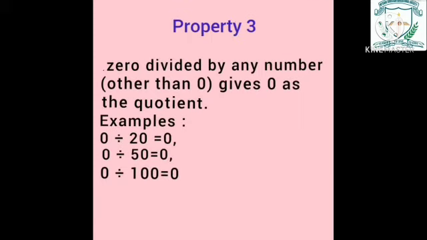Property 3. 0 divided by any number other than 0 gives 0 as the quotient. Examples: 0 divided by 20 is equal to 0. 0 divided by 50 is equal to 0. 0 divided by 100 is equal to 0.